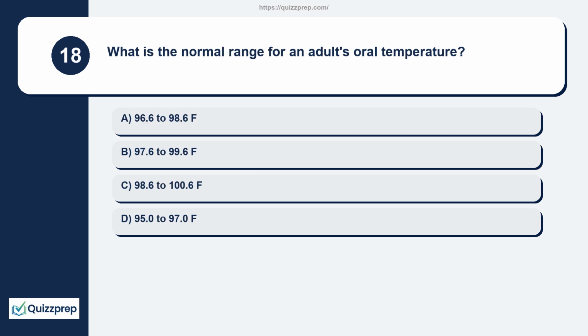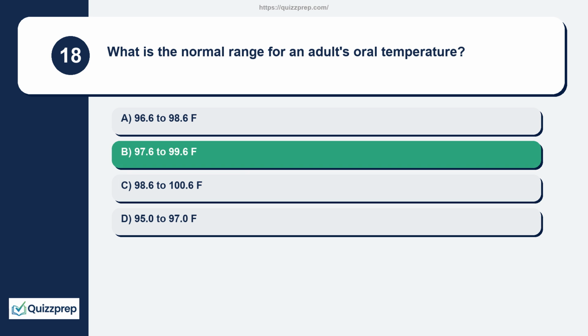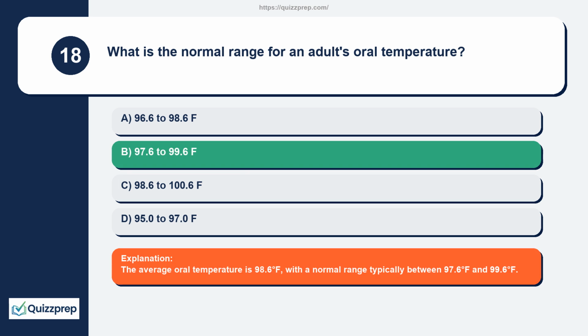Question 18. What is the normal range for an adult's oral temperature? 96.6 to 98.6 F, 97.6 to 99.6 F, 98.6 to 100.6 F, 95.0 to 97.0 F. The average oral temperature is 98.6 degrees Fahrenheit, with a normal range typically between 97.6 degrees Fahrenheit and 99.6 degrees Fahrenheit.